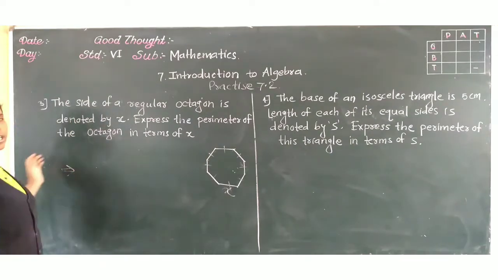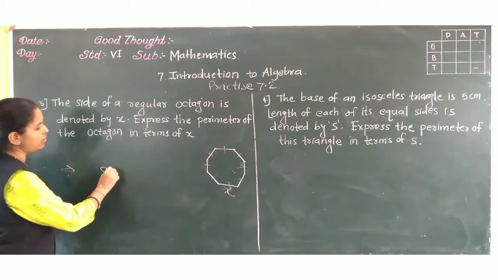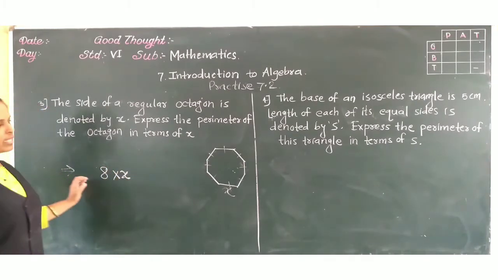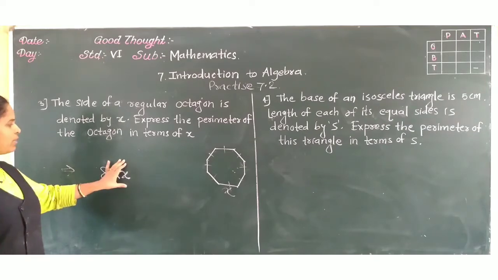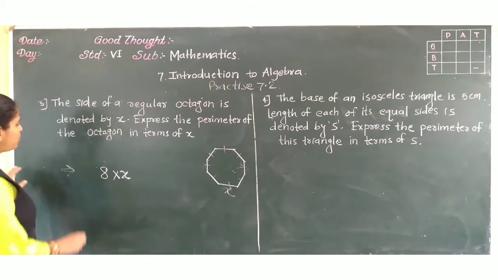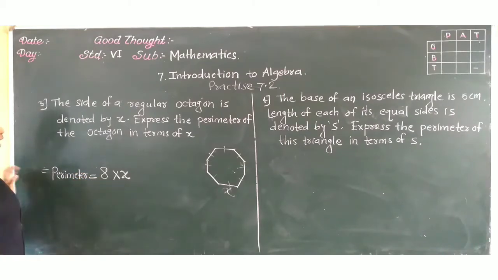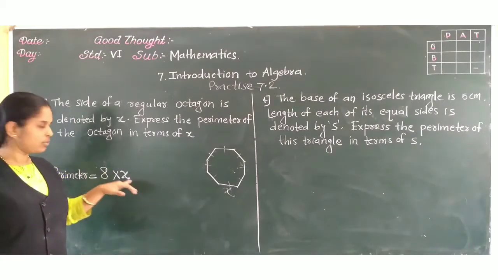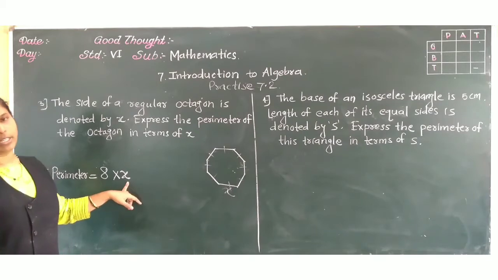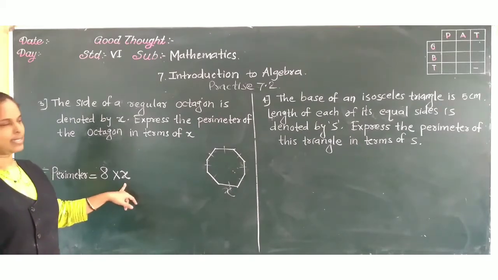Perimeter is nothing but addition of all the sides. So what will it be? 8 sides are there. Each side is of X. We have considered it as X. So how to write? Perimeter is equal to, instead of adding 8 times X, we can express it in the form of multiplication also. Okay, that is 8 into X.